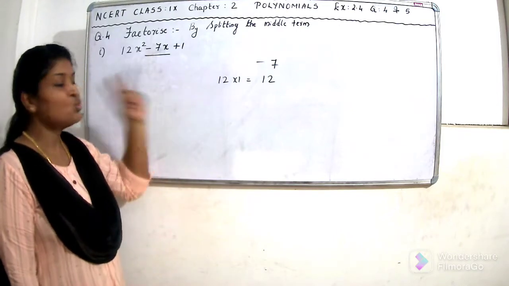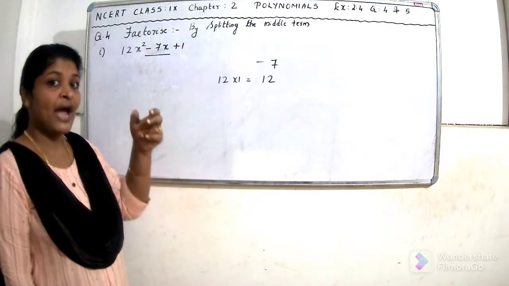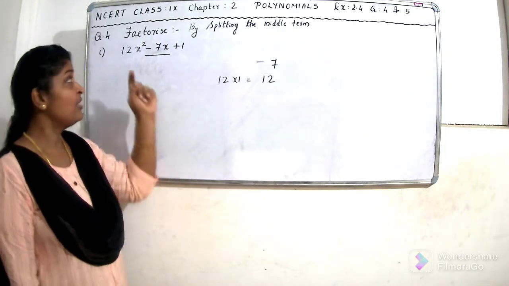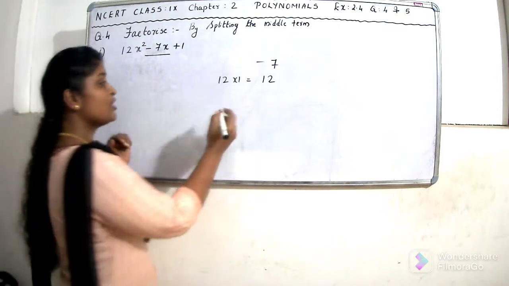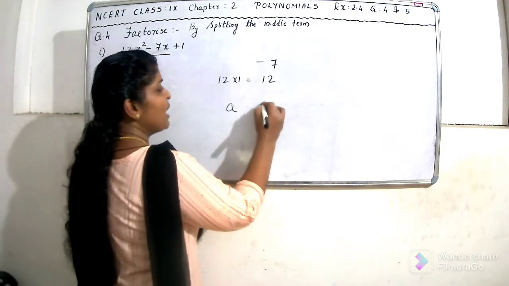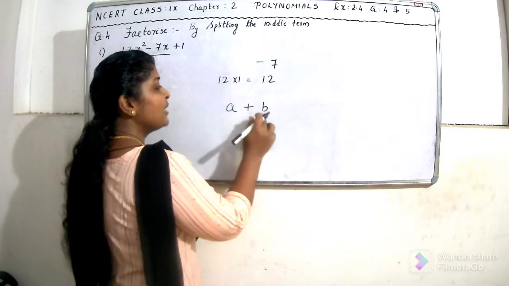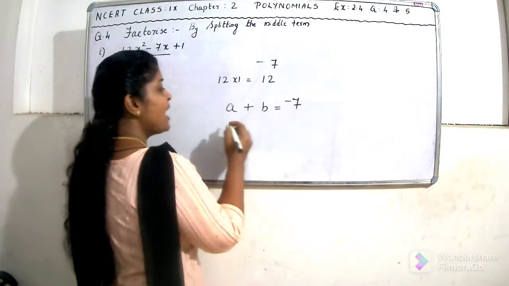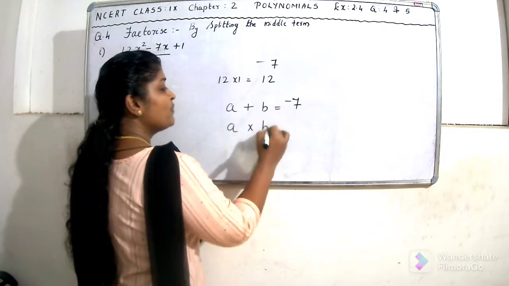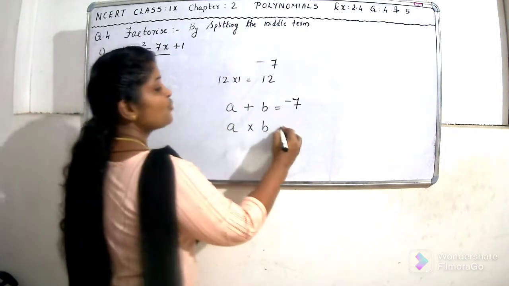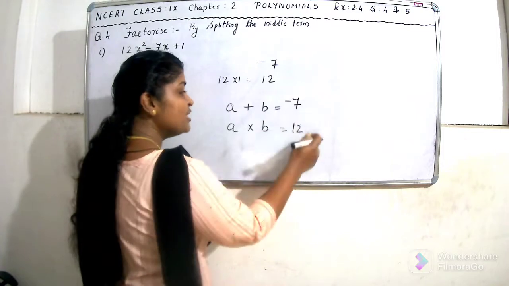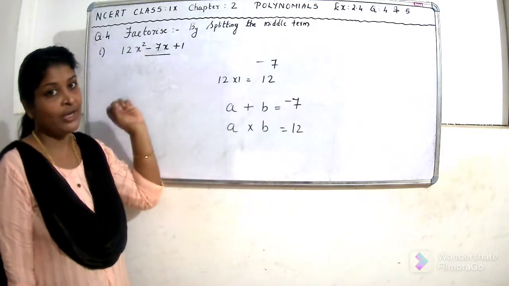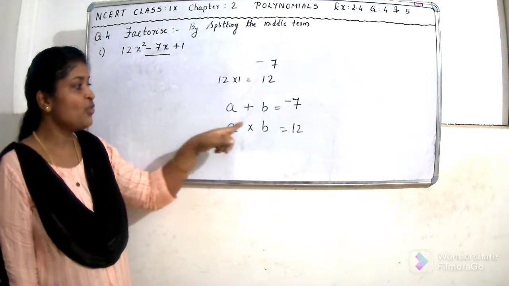That means we have to find two numbers, and select them in the appropriate way. Suppose the two numbers are A and B. If we add those two numbers, we have to get the middle term, that means negative 7. And when we multiply those two numbers, we have to get 12. If these two conditions are satisfied, then our splitting is accurate and appropriate. So let us try.